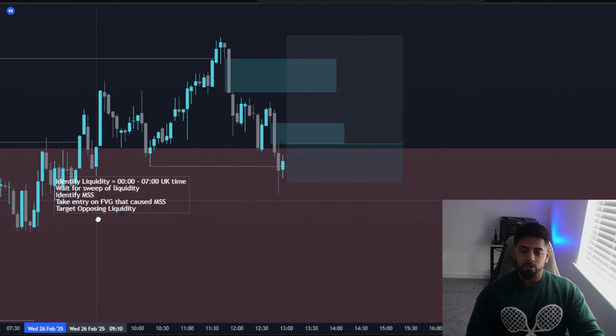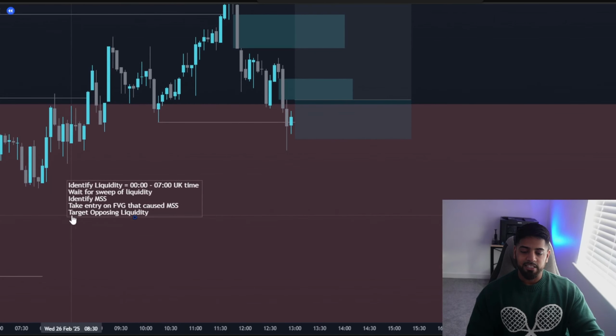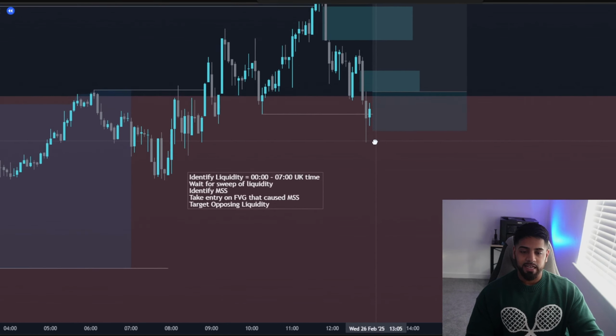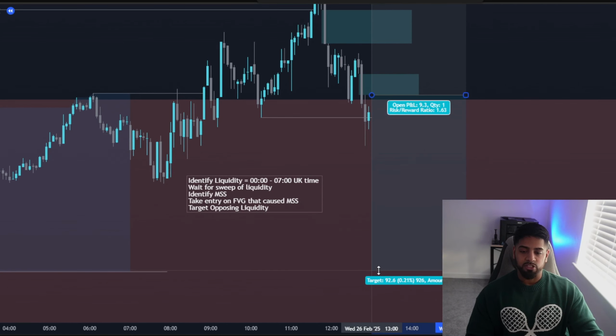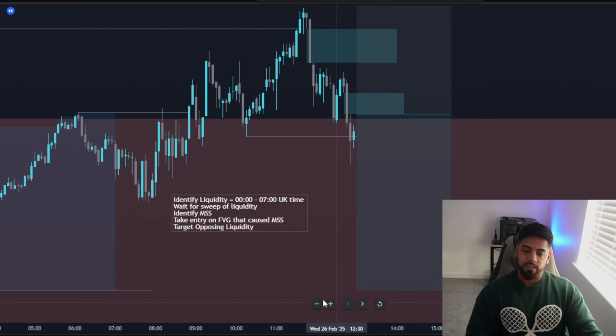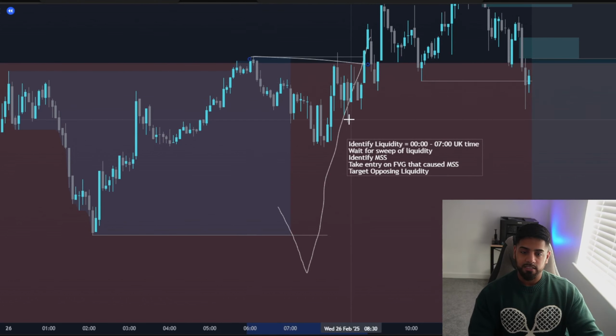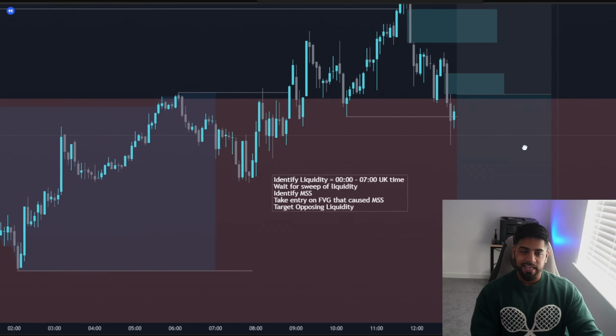And now our last step inside of our checklist is to target the opposing liquidity. And as we can see right here at the very bottom of the Asia session range, we've got our opposing liquidity. So this means because we've taken out the high, we're going to target the low. Now in the flipped direction, if we were to sweep the lows, we would simply target the highs. So that is how the strategy works, and that is the checklist.